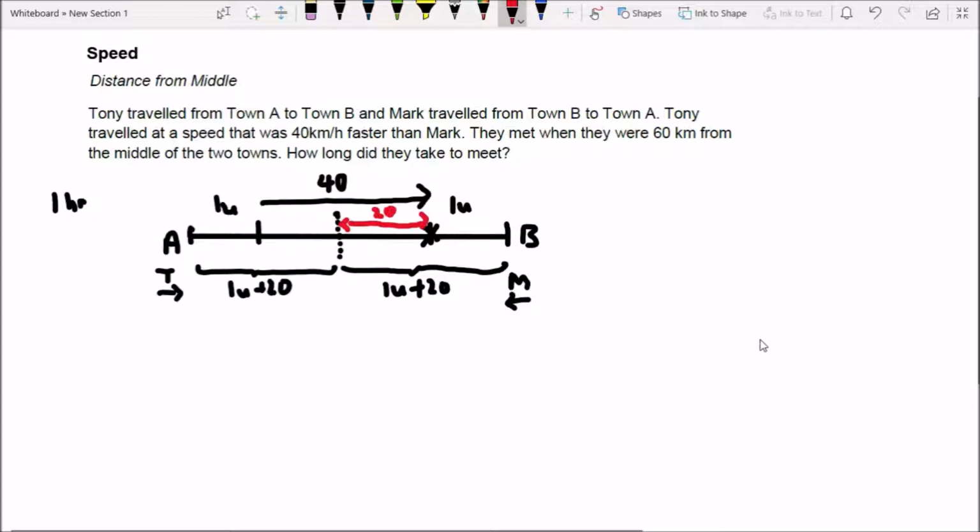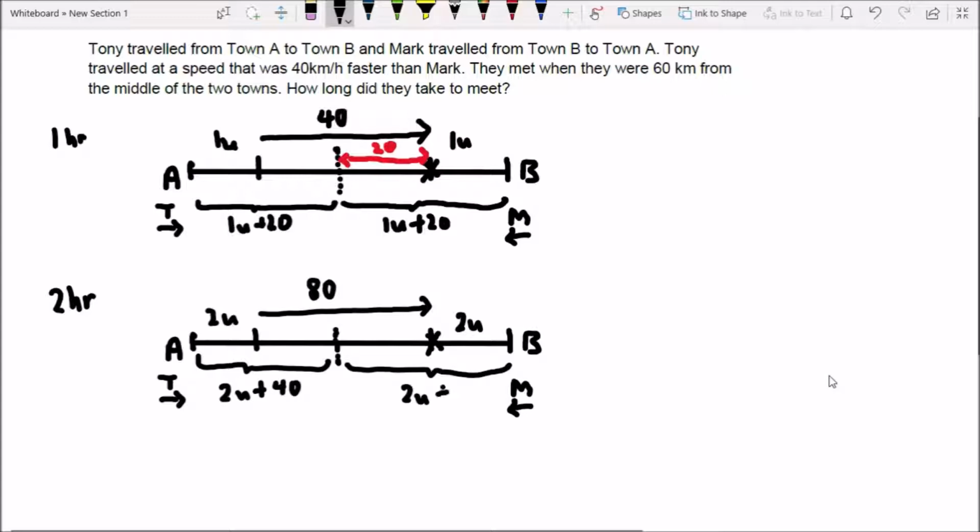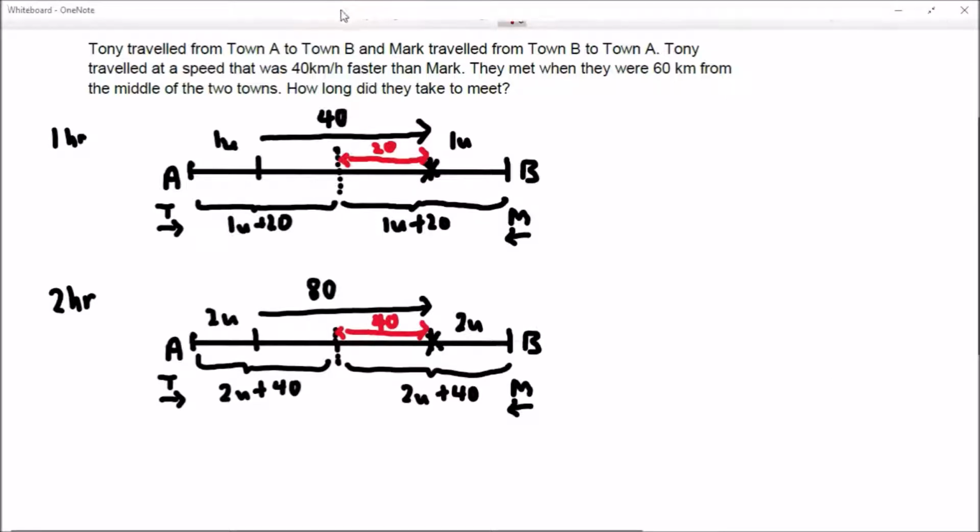Let's see what happens if they had met in 2 hours instead. Mark would have traveled 2 units, and Tony would have traveled 2 units and 80 kilometers. This time, the middle would be the point with 2 units and 40 kilometers on either side of it. Notice that we are getting closer to the answer. More importantly, notice that with each hour, the distance from the middle increases by 20 kilometers.